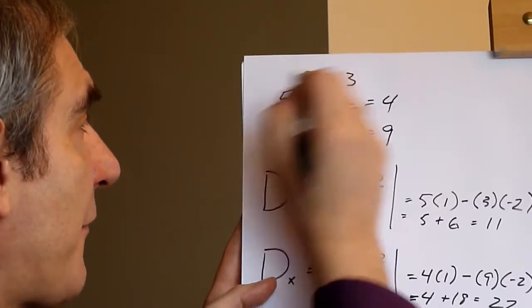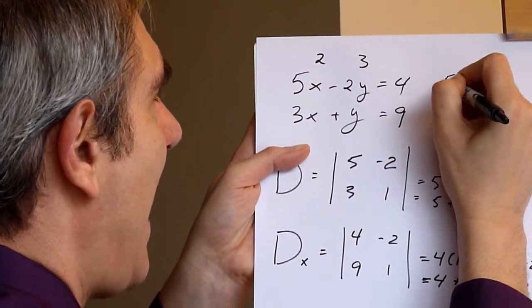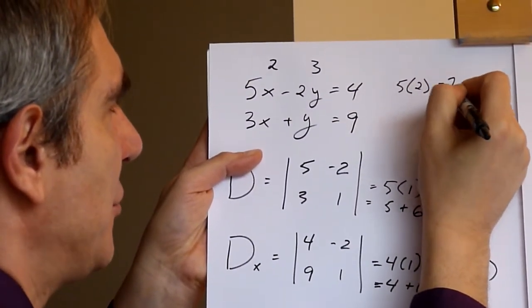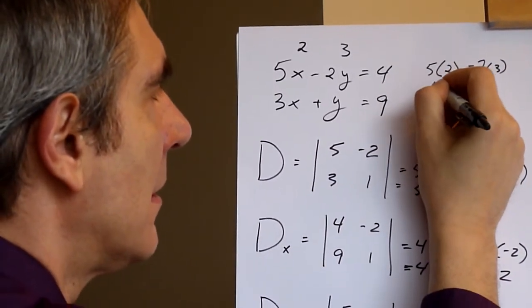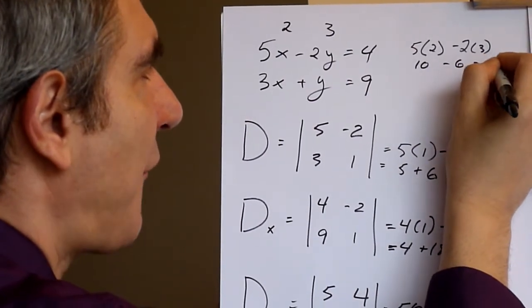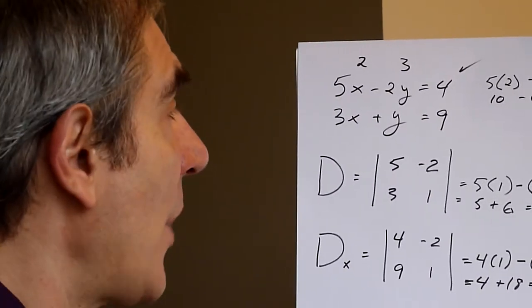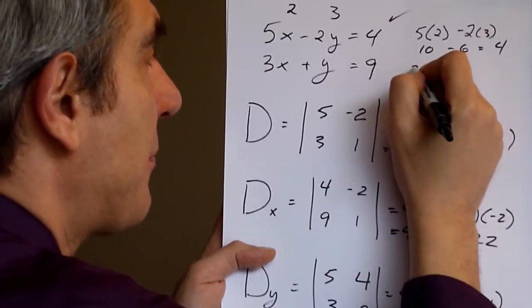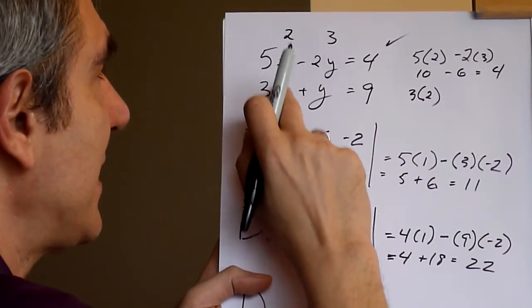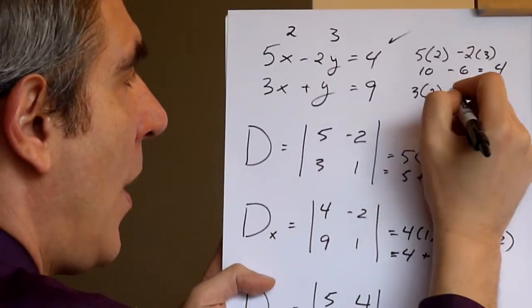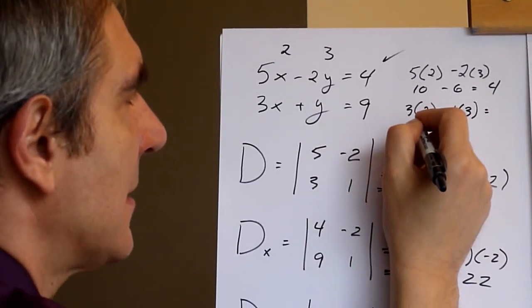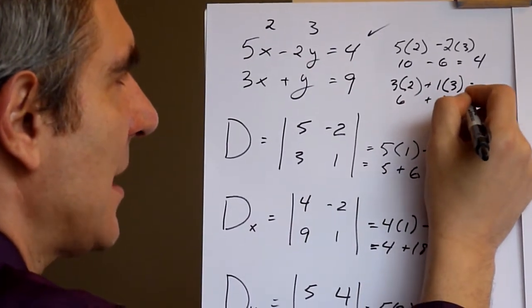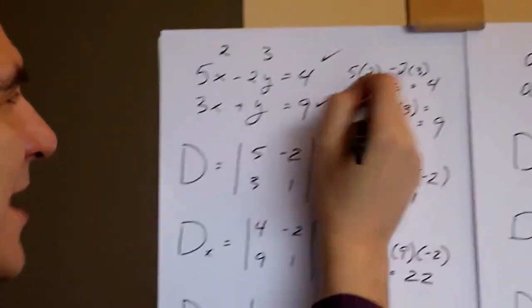So let's see if it works. Here's 3 for y, and here's 2 for x. 5 times 2 minus 2 times 3 looks like 10 minus 6, that's 4. That checks out. Great. Now let's try the bottom equation. 3 times 2 plus 1 times 3, let's see what that equals. That looks like 6 plus 3, that's equal to 9. So this checks out as well.